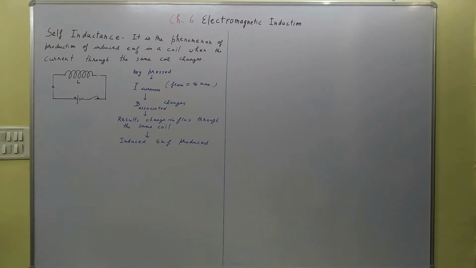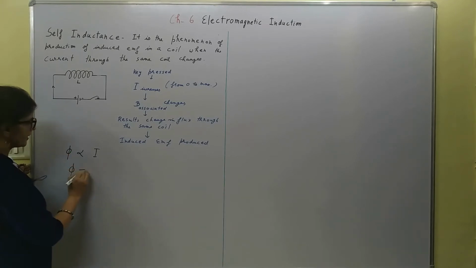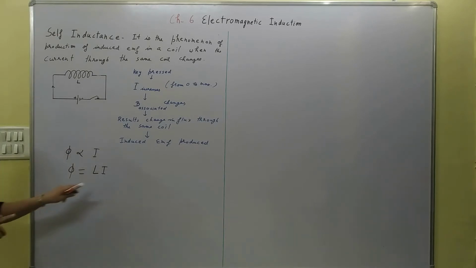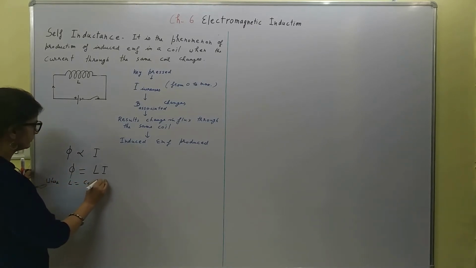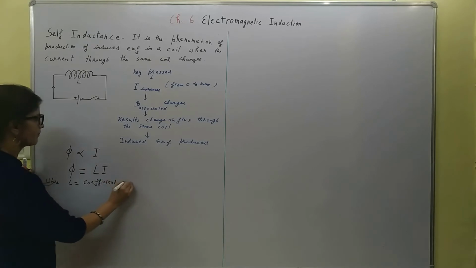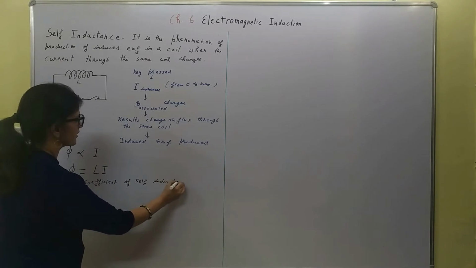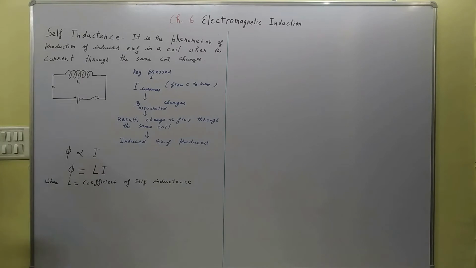So now what is the amount of EMF produced? Flux depends on the current, right? So you can say that flux is directly proportional to current, and if we replace this proportionality sign by a constant of proportionality, L, phi = L I, where L is called the coefficient of self-inductance. Coefficient of self-inductance, right?